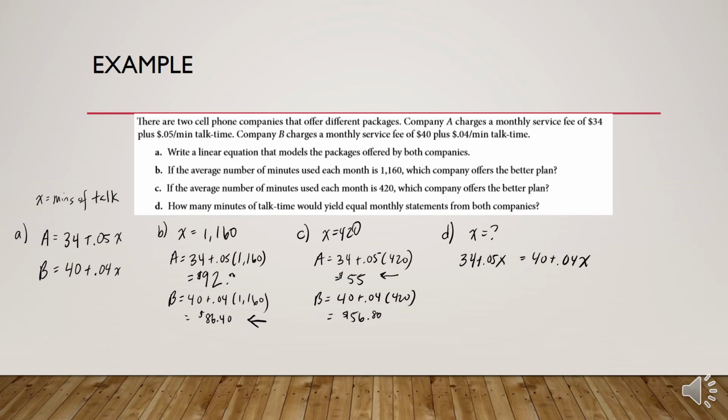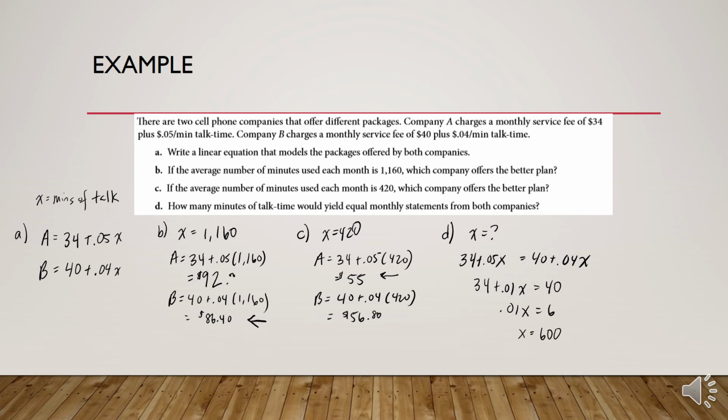And so if we're going to solve this, there are a couple different ways you could go about it, but I would probably start by subtracting the 0.04x on both sides. So that would give me 34 plus 0.01x equals 40. Next, I'll subtract 34 from both sides, so 0.01x equals 6. And lastly, I will divide by 0.01 and I get x equals 600.